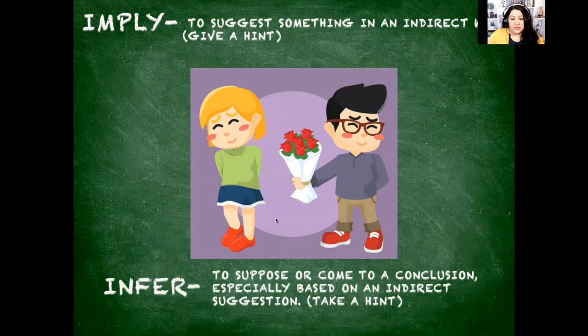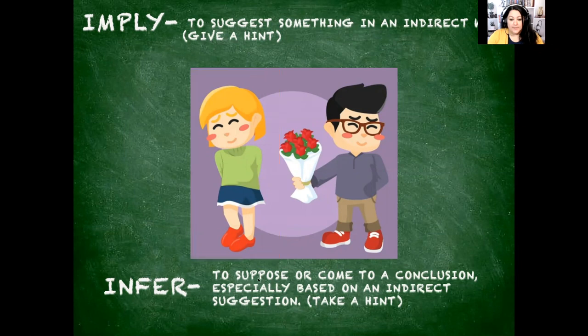Okay, so if you look at this picture of this boy and this girl, he is giving her flowers. So maybe he's implying that he likes her. Okay, he's giving her flowers and it looks like he's kind of blushing. So there is an implication there that he likes her. Okay, now if she takes the flowers and says, he gave me flowers, so he must like me, then she is making an inference. She's taking the hint. Okay. He's implying that he likes her. She's inferring that he likes her.